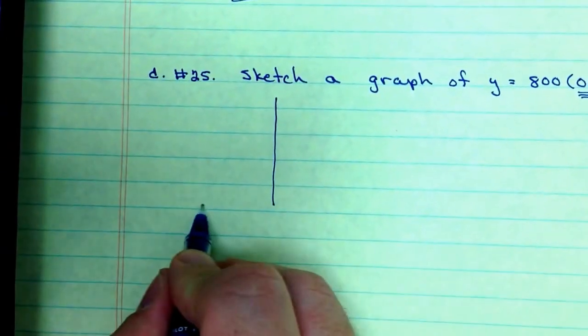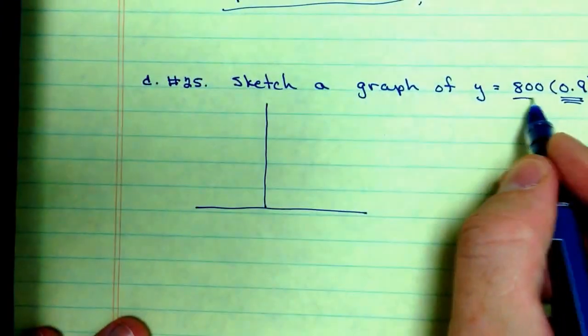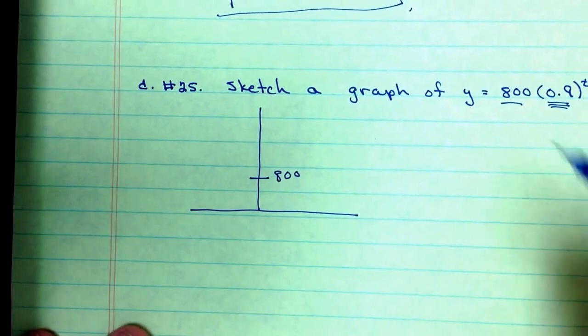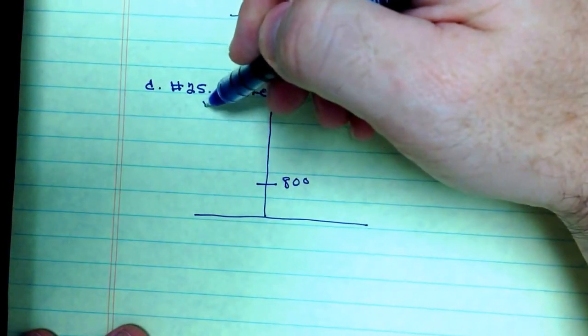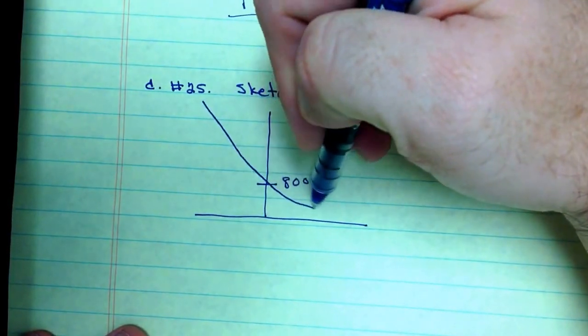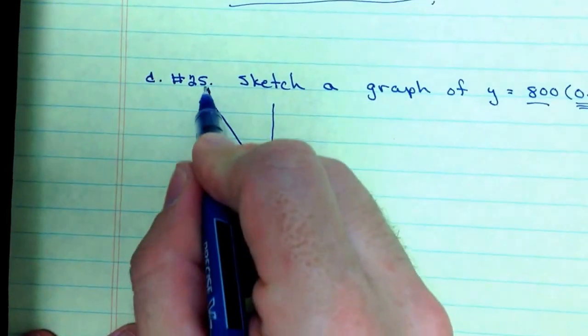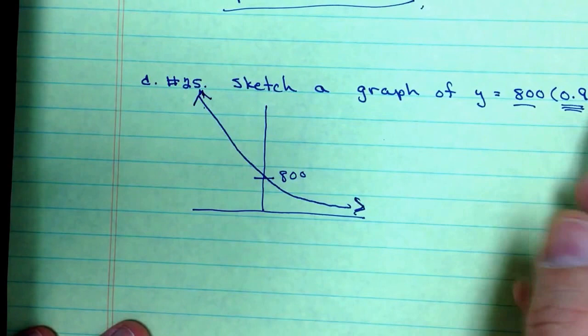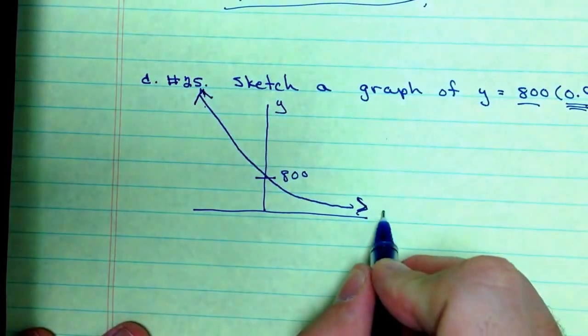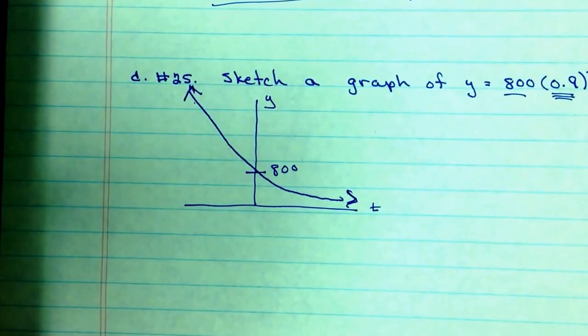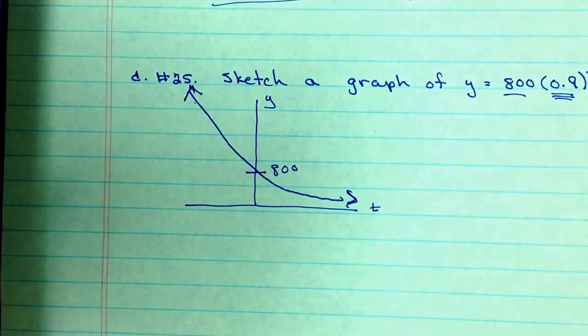So we'll have our axis. 800 is our initial value, so we just make a mark at 800 right there. It doesn't have to be too high, but we're decreasing. So we have something like that. Just like that. And then this is y, and this is t, and that's it. That's really all we want, because they just want us to sketch a graph. It doesn't have to be overly detailed.